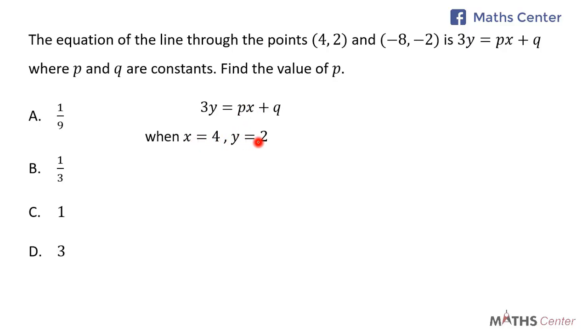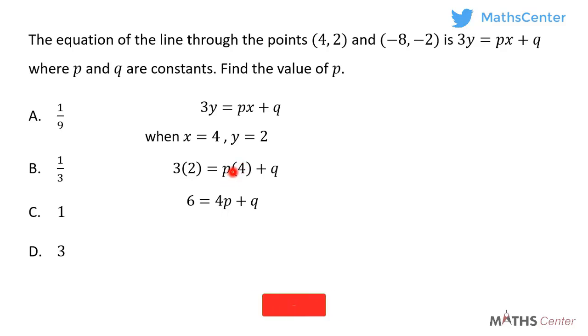And so when we substitute it into this equation, we will have 3 times 2 is equal to 4 times p plus q. 3 times 2 will give us 6. P times 4, or 4 times p, will give us 4p. And so we have 6 = 4p + q. This is the first equation.